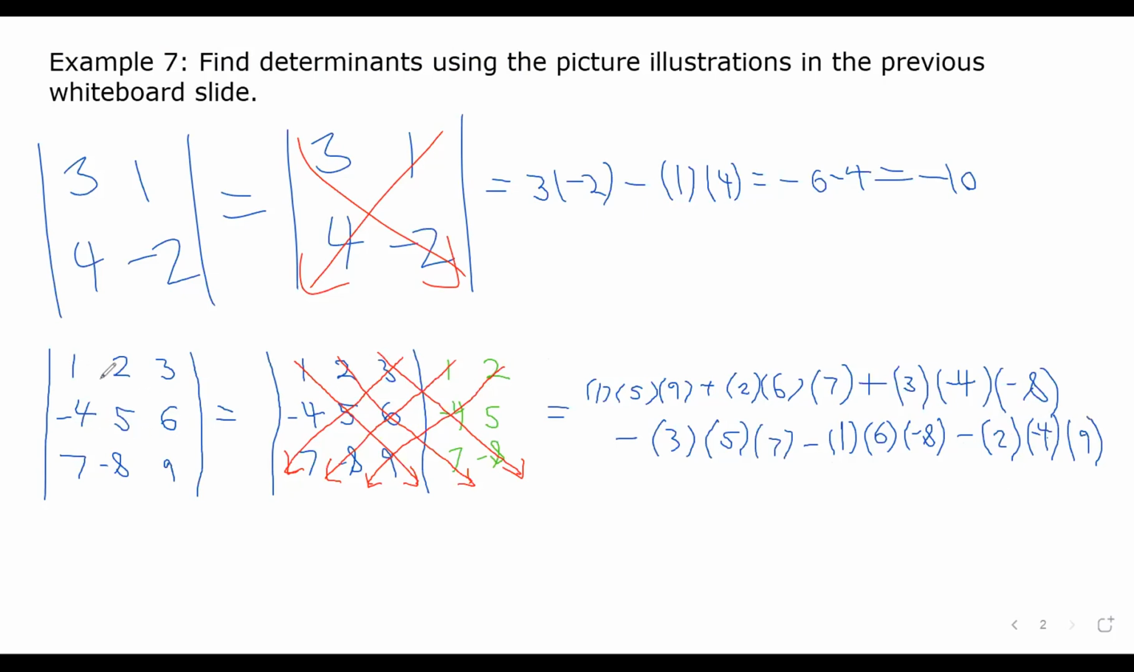Remember, not all of these numbers are in the original determinant; we have these phantom numbers that are not really there, and we're using them for our visual aid. Now you just compute each of these products and add and subtract them. The first product is 45, since 9 times 5 times 1 is 45. The next one is 12 times 7, which is 84. This is 3 times -4 times -8, which is -12 times -8, which is 96.